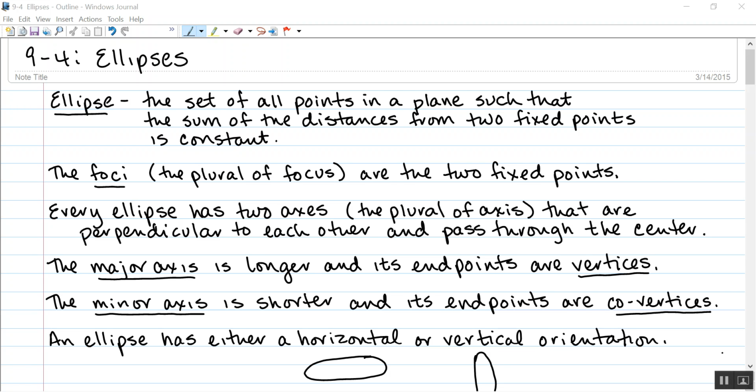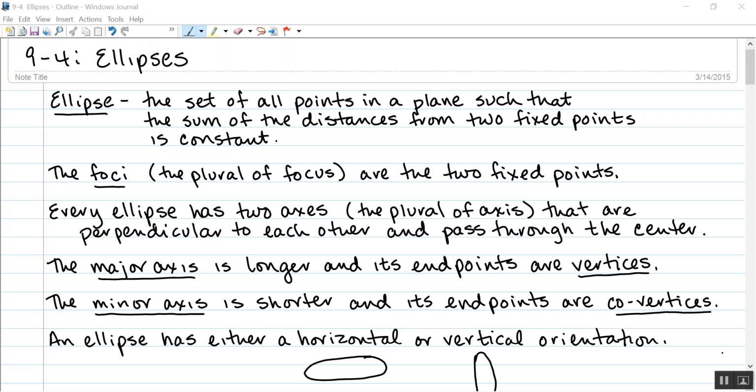Section 9.4 is on ellipses. The definition of an ellipse is the set of all points in a plane such that the sum of the distances from two fixed points is constant. Those two fixed points are called foci. That's the plural of focus.